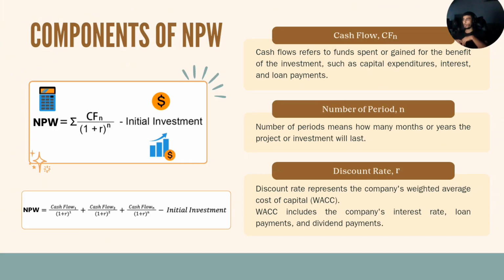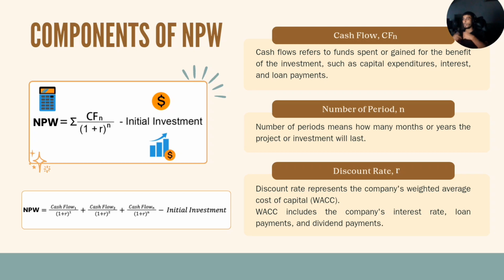Now we'll be talking about the components of the NPW, or the net present worth. First of all, the net present worth is equal to the summation of the cash flow, CFn, divided by (1 plus r) to the power of n, minus the initial investment. And n here is the number of periods, and r refers to the discount rate.